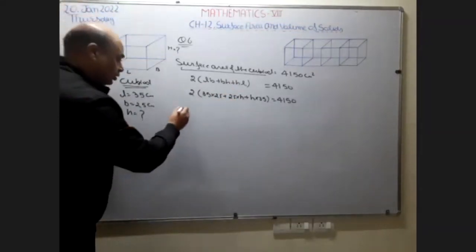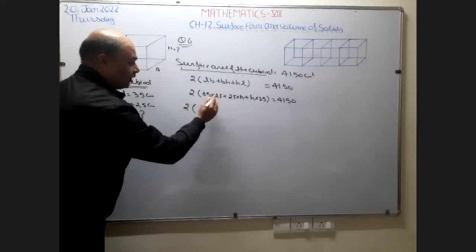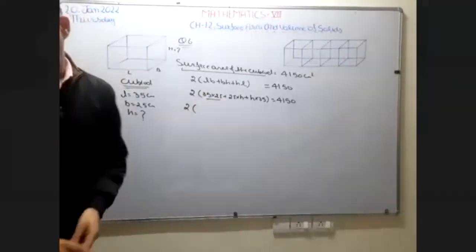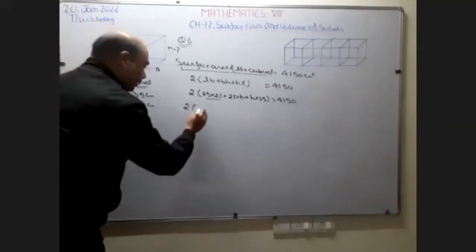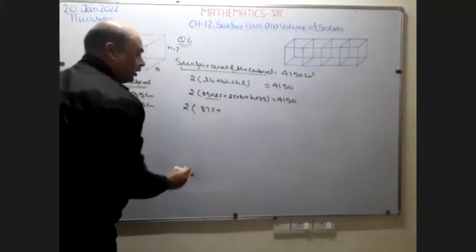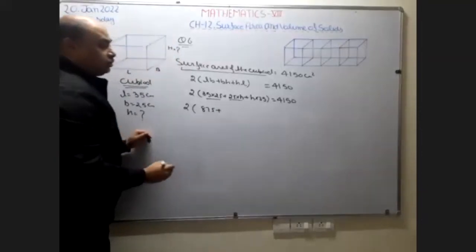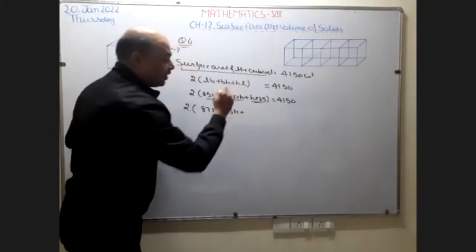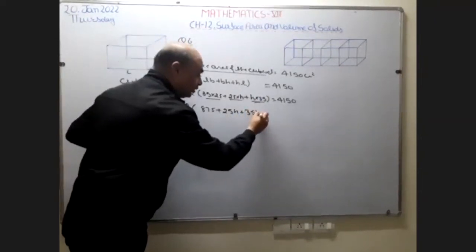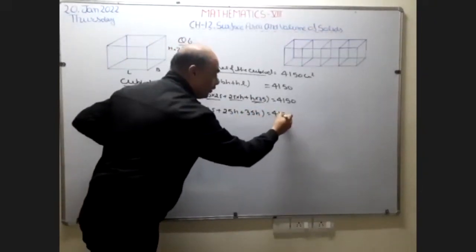Now solve this. Multiply 35 and 25 and send me a message. What is the answer? Send the message fast, beta. Multiply 35 and 25. Okay, 875. Avika, Hardik. Okay, beta. So this is going to be 875. Now multiply 25 and H. So it's going to be 25H. Similarly, when you multiply 35 and H, it's going to be 35H, equal to 4150.